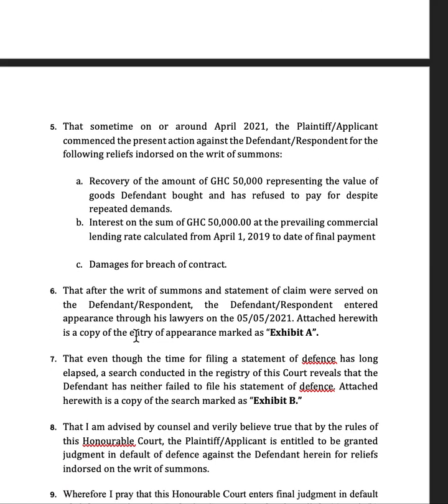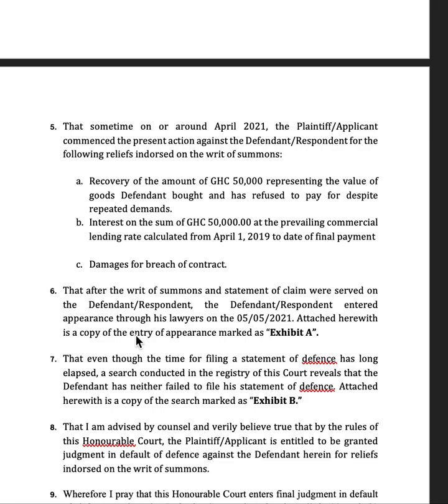5, that sometime on or around April 2021, the plaintiff applicant commenced the present action against the defendant respondent for the following reliefs endorsed on the writ of summons. Relief A is recovery of the amount of 50,000 cedis representing the value of the goods defendant bought and has refused to pay for despite repeated demands.